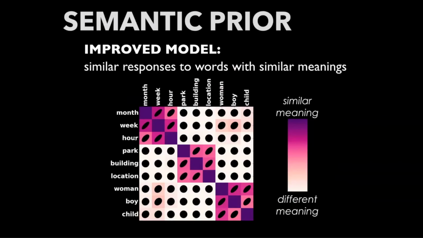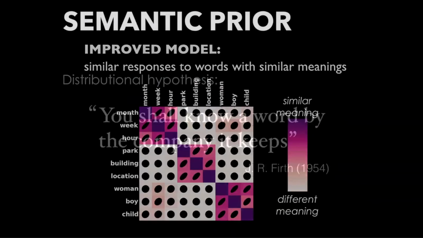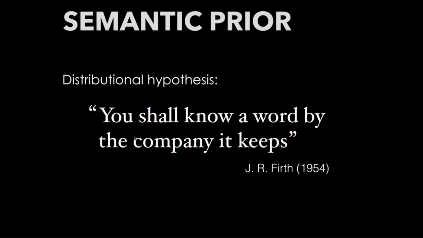Instead of just fitting a separate weight for each word, where we're independently estimating how the brain responds to each individual word, we're adding some information in that says, okay, these words are related and they should have similar weights. How do we get this semantic prior? How do we know which words have related meanings?